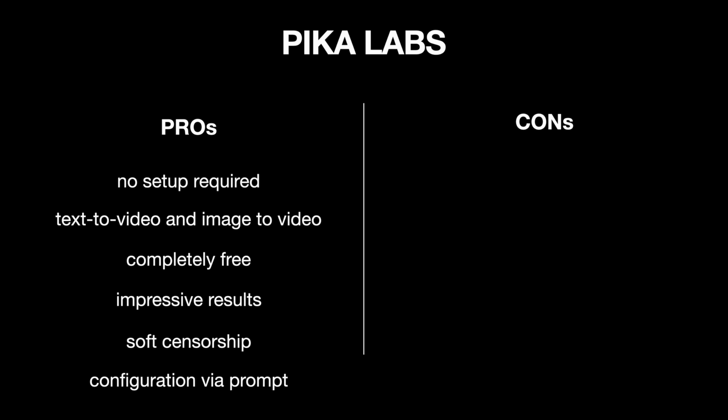And another benefit of Pika is that it supports configuration options via a prompt. So there is no special interface for them like in Runway ML, but you can pass some parameters just like in the command line on your PC, with a dash. For example, you can say dash motion and then put some value, and it will add more or less motion to your video. And that's very helpful.